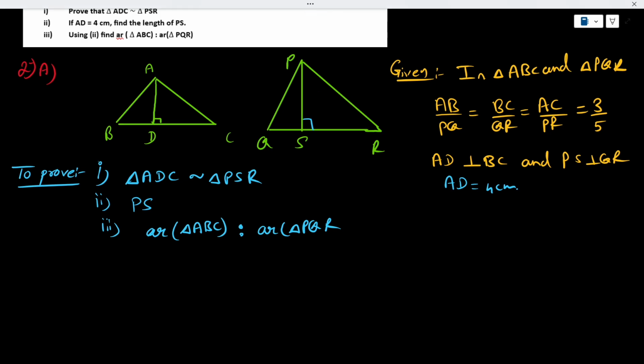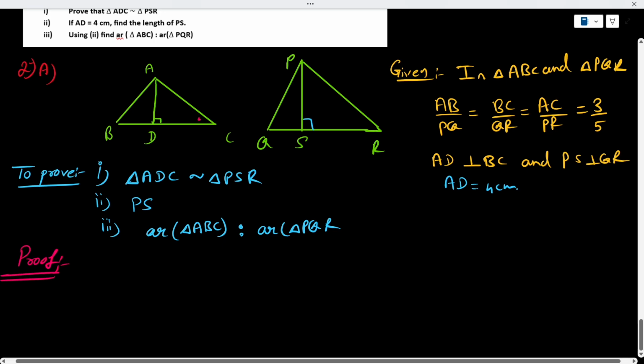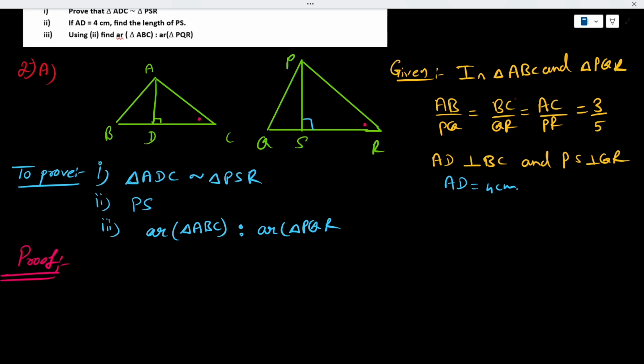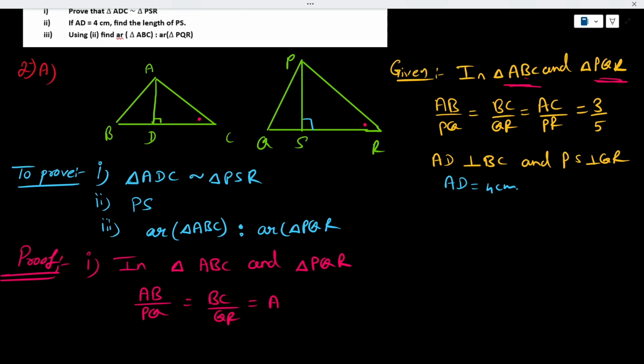So how do we take it here? We will start with what is given, right? The ratio of corresponding sides is given. So start with proof here, because if I can prove that angle C is equal to angle R, why? How can we take this here? Because here ABC and PQR, the ratios are given, right? So for the first part you will do here first, in triangle ABC and triangle PQR, AB by PQ is equal to BC by QR is equal to AC by PR is equal to 3 by 5.